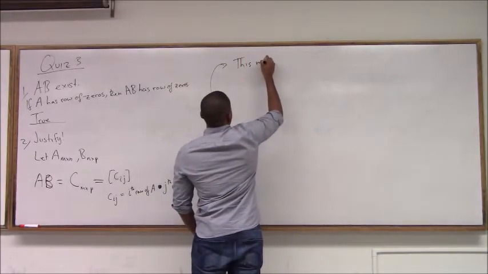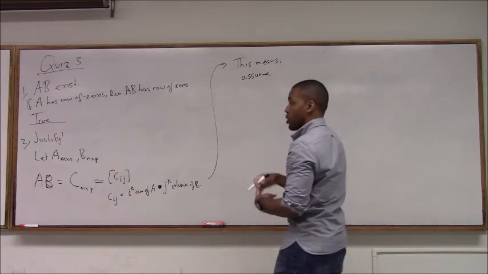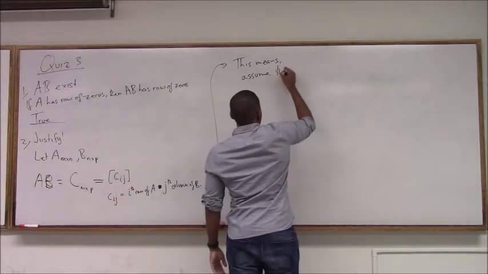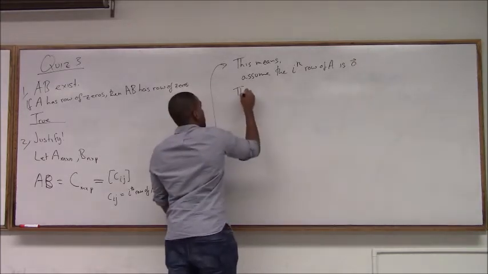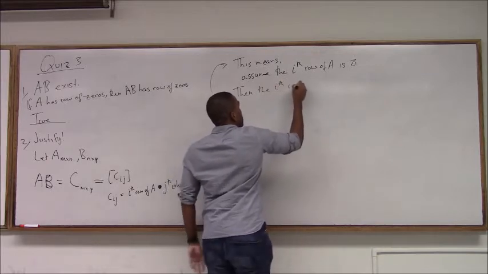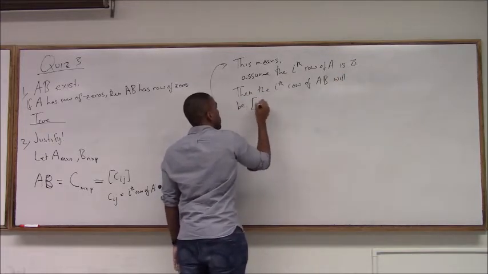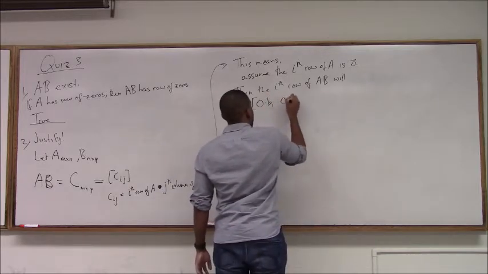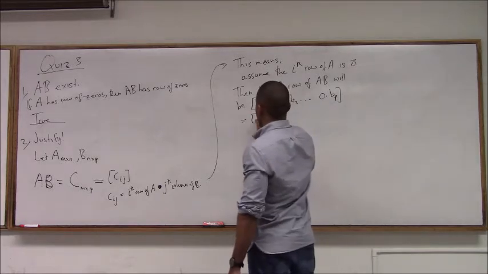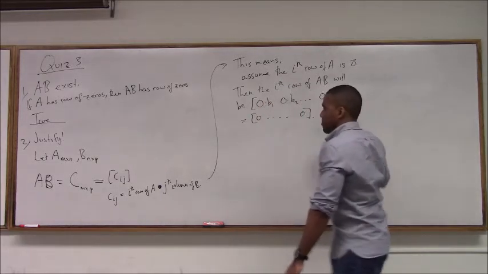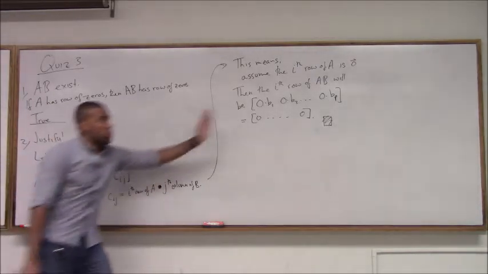This means, assume, and again, I don't know which row of A is going to be zeros. We have to be very general. So I don't know if it's the first row or the second row or the third row or how many rows there are. So assume the ith row of A is the 0 vector. Then the ith row of AB will be, well, it's going to just be the 0 vector multiplied by B1 and the 0 vector multiplied by B2 all the way down to the 0 vector multiplied by Bp. And so that would create a row of zeros. So I'm just using the definition. The definition of matrix multiplication is I'm taking the ith row dot product with the jth column. So if you just do that, you get a row of zeros.